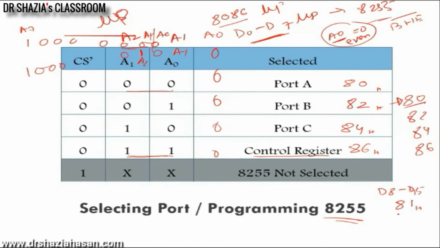83, because for odd addresses, A0 has to be 1. Can I change A0? Can I make A0 0? If I am making A0 0, I am in even bank. I am not in odd bank. Yes? So A0 has to be 1.